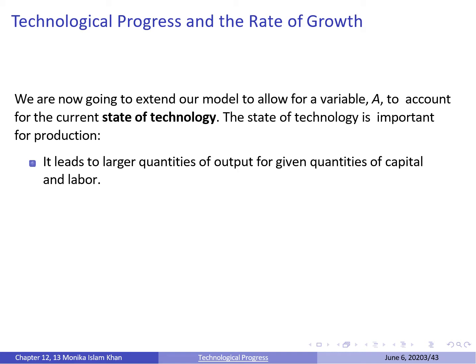Including the current state of technology or technological progress in your model is extremely important because it is more realistic. The current state of technology or technological progress leads to larger quantities of output for given quantities of capital and labor. Say you have a given fixed amount of capital and labor in your economy. If you have a good level of technology and if you have technological progress, then given that fixed capital and labor, you're going to be able to produce more than if you did not have that level of technology in the economy.